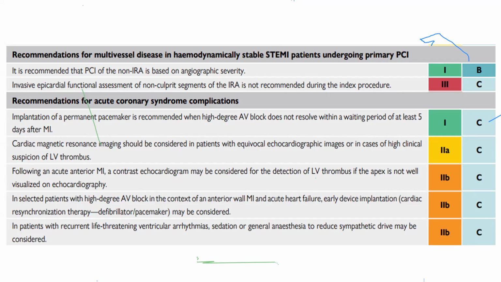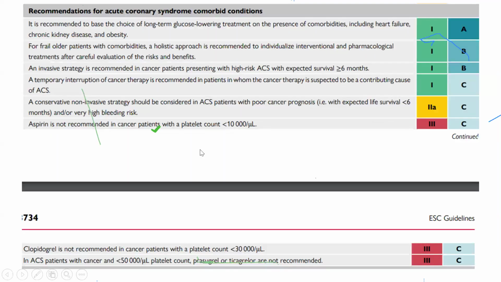Contrast echo is 2B. In patients with high degree AV block, in the context of anterior wall MI and acute heart failure, early device implantation may be considered. So CRT-D or CRT-P, maybe. That's a 2B. In patients with recurrent life-threatening ventricular arrhythmias, sedation or general anesthesia to reduce sympathetic drive may be considered. That is also a 2B recommendation.